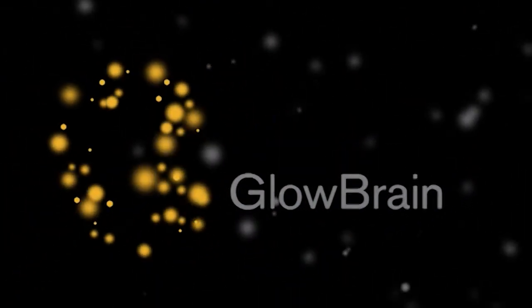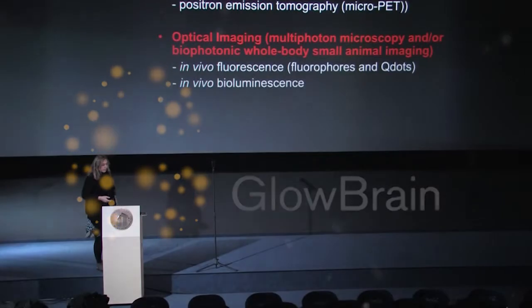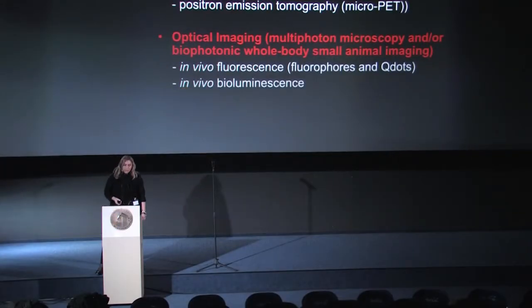So when we speak about in vivo imaging, we can divide it briefly into neuroanatomical imaging, such as magnetic resonance imaging, computer tomography, or PET, or we can use optical imaging. Today I will talk mostly about the optical imaging. We can use two different methods, in vivo fluorescence and in vivo bioluminescence, and I will slightly brush both of them, but mostly I will talk about in vivo bioluminescence.